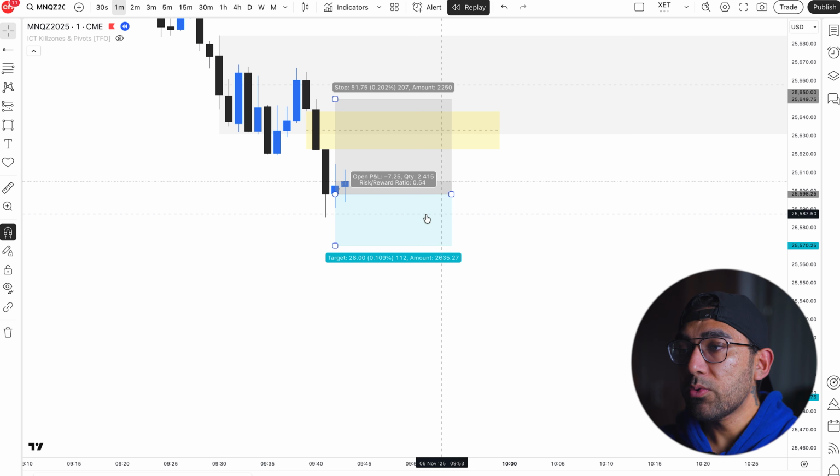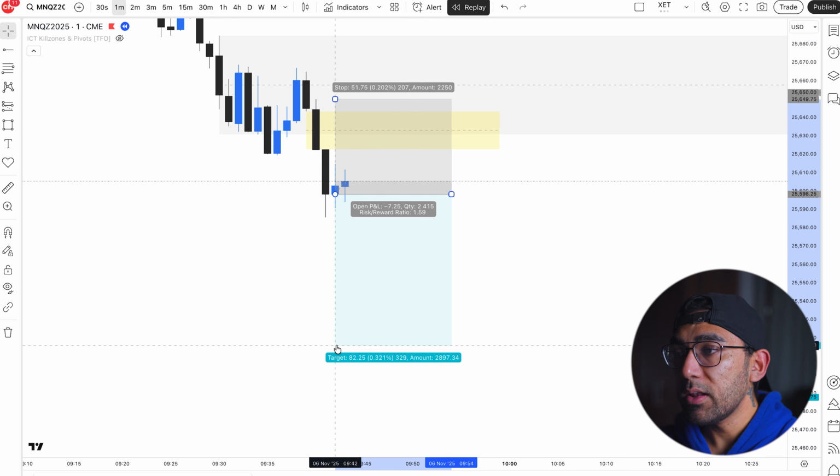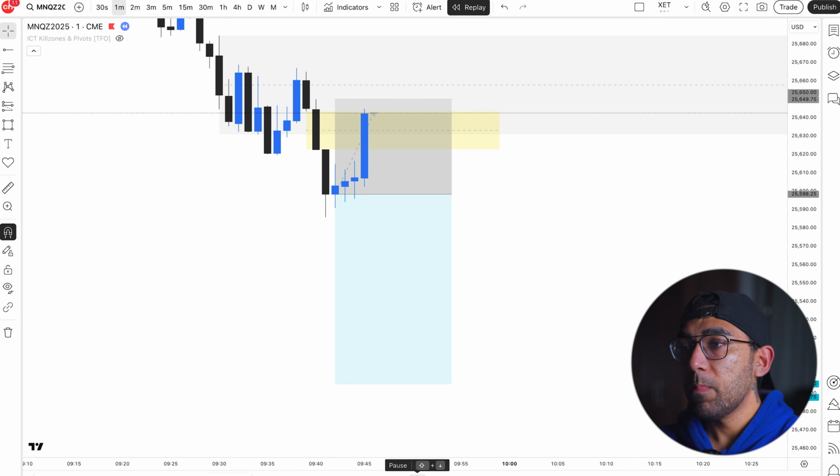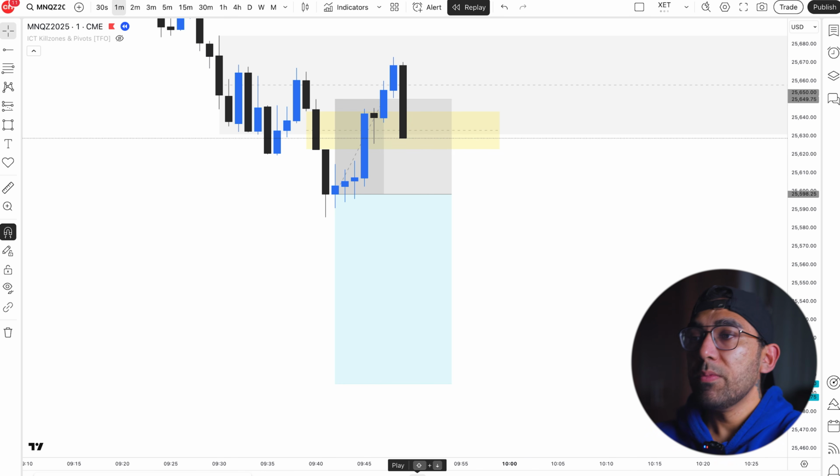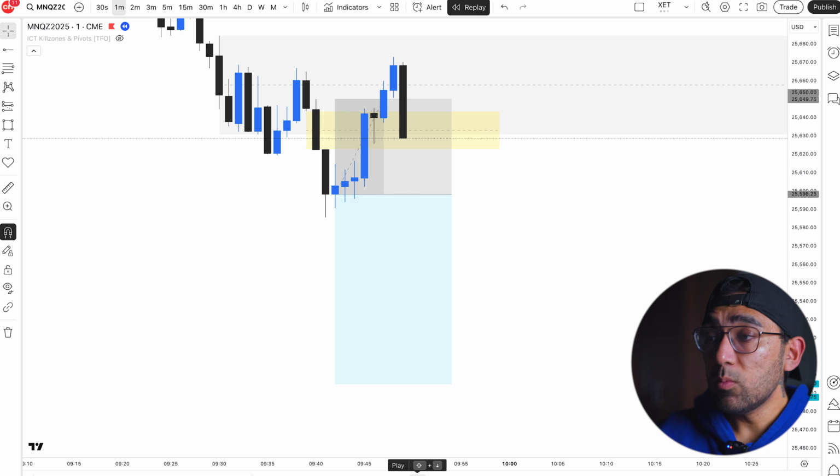And we are looking for a 2R move. So let's just go ahead and target down to 2R. And let's see how it plays out this time. Okay, now in this example, we can see that the 5-minute model didn't work.